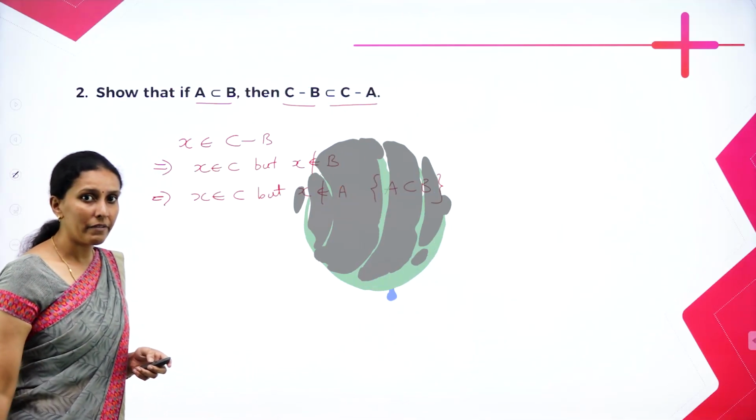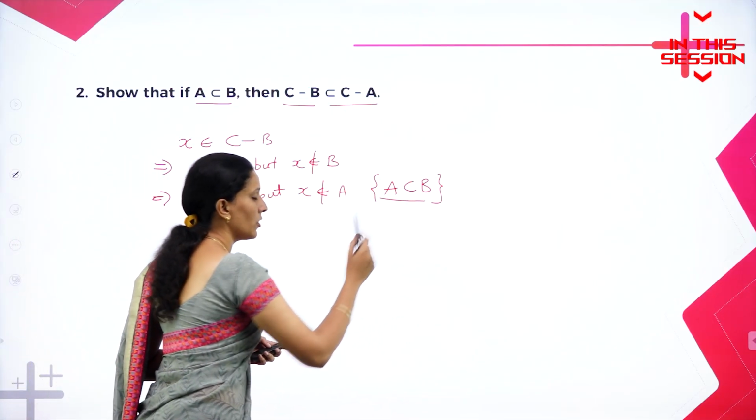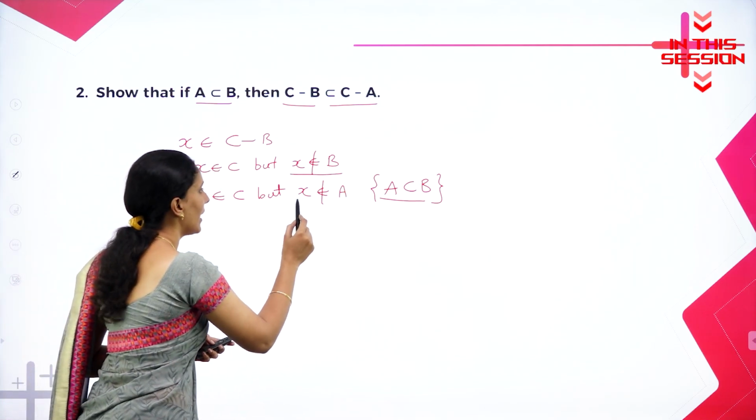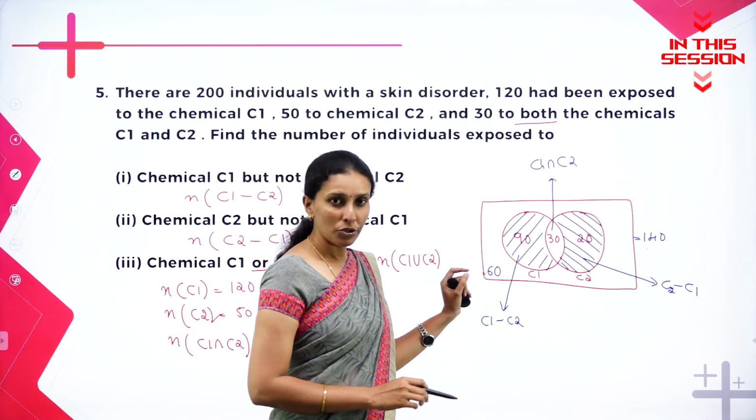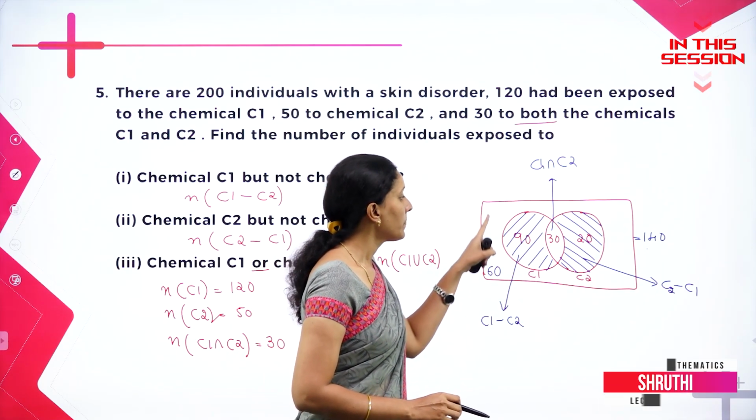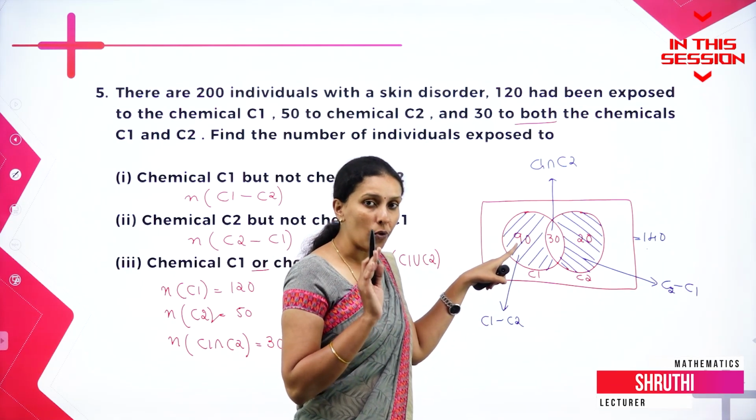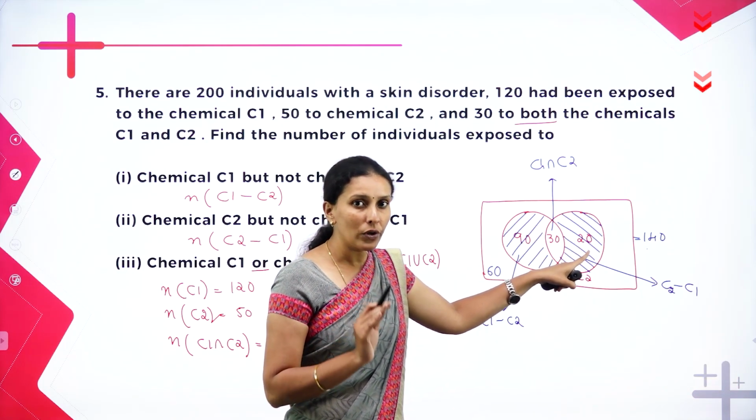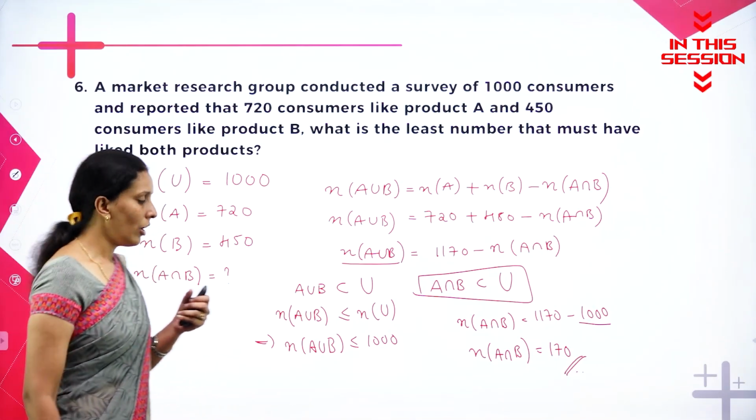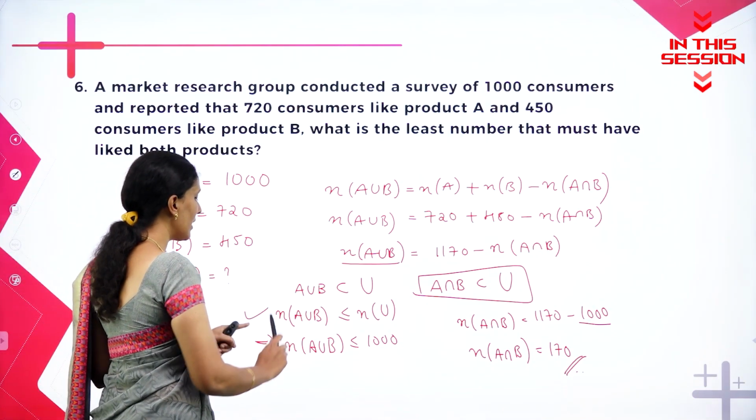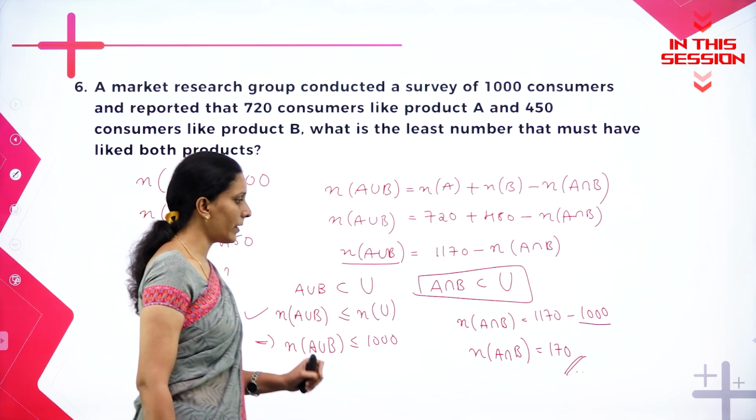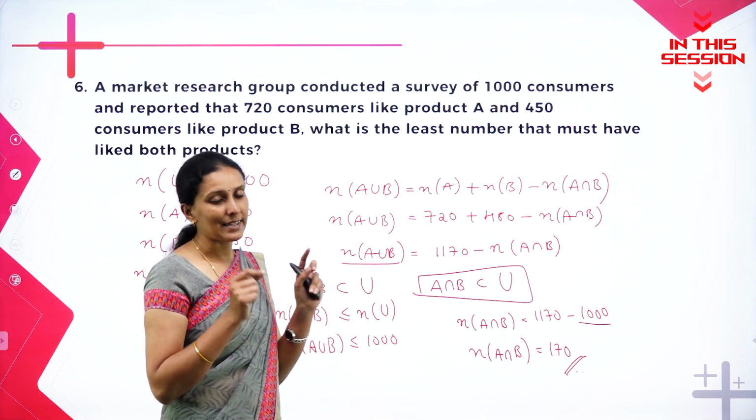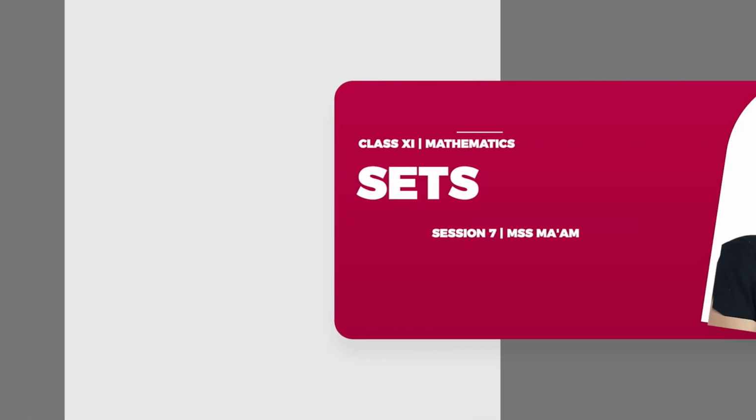Now, according to the previous statement, if A is a subset of B and X does not belong to B, it implies X does not belong to A. So, out of 200 people, we have 90 people exposed only to chemical C1, 20 people exposed only to chemical C2. So always remember that the cardinality of the set A union B or the cardinality of set A intersection B is always less than your universal set.